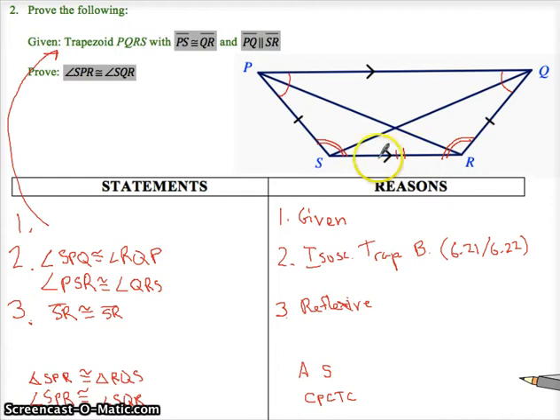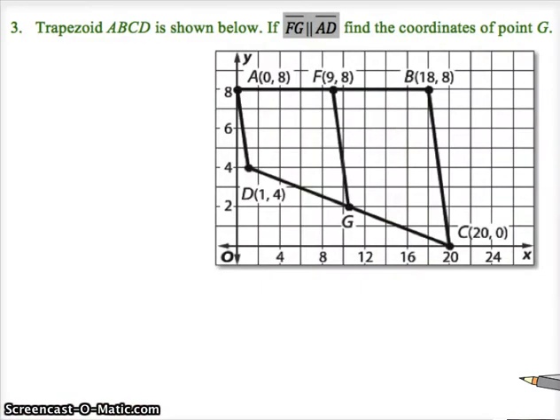But in triangle SRP, this thing right here, what's marked is the double tick angle, the double arc rainbow, sorry, the double tick side, the double arc rainbow angle, and the single tick side. That to me looks like side angle side. So that's what we have. Side angle side, and that's enough for congruent triangles. And then we can get the triangle angles we need from CPCTC out of those. All right, couple more here.